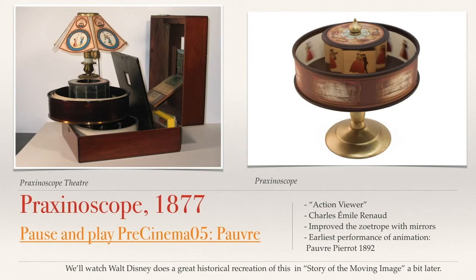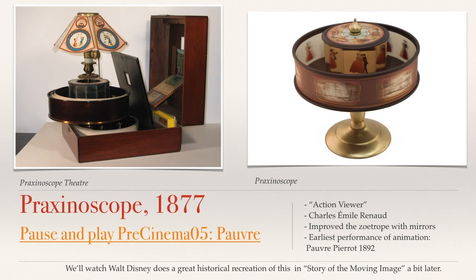The praxinoscope. The word praxinoscope translates roughly as action viewer from the Greek. The praxinoscope as an animation device was the successor to the zoetrope. It was invented in France in 1877 by a gent named Charles-Émile Reynaud. Like the zoetrope, it used a strip of paper placed around the inner surface of a spinning cylinder, and that paper had a sequence of images on it.